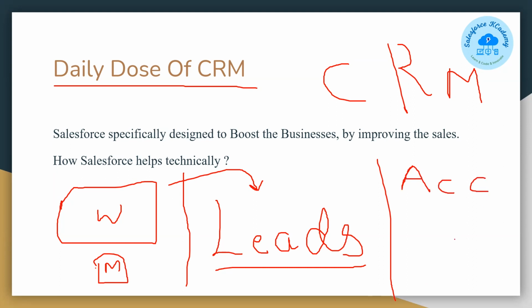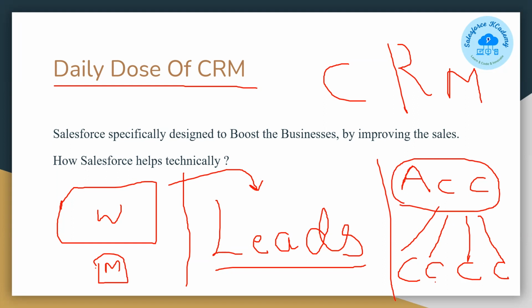Accounts, in the sense, a company. A company that wants to buy your product. But you don't just go to the company, right? You'll have some contacts. The people we are going to work with in this company come under the contacts associated with this company.